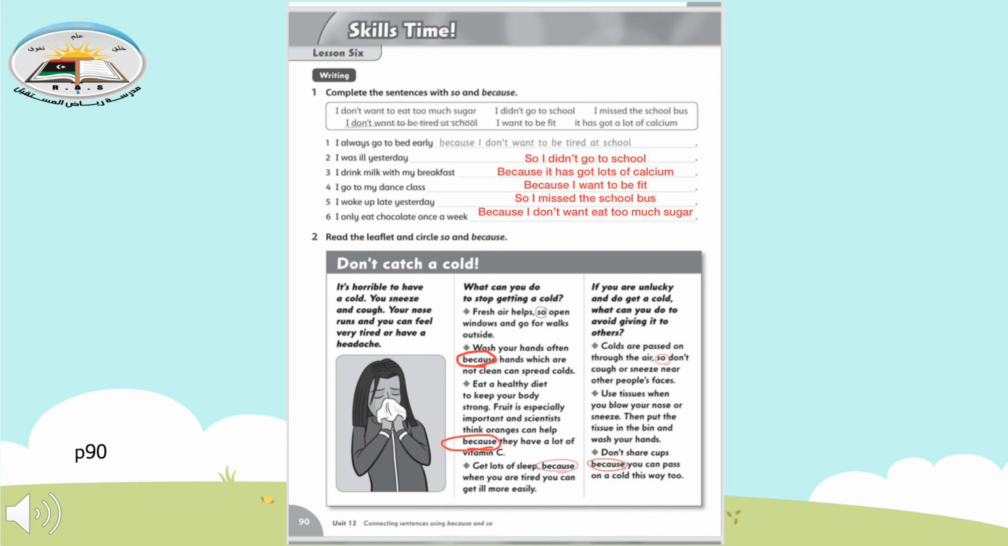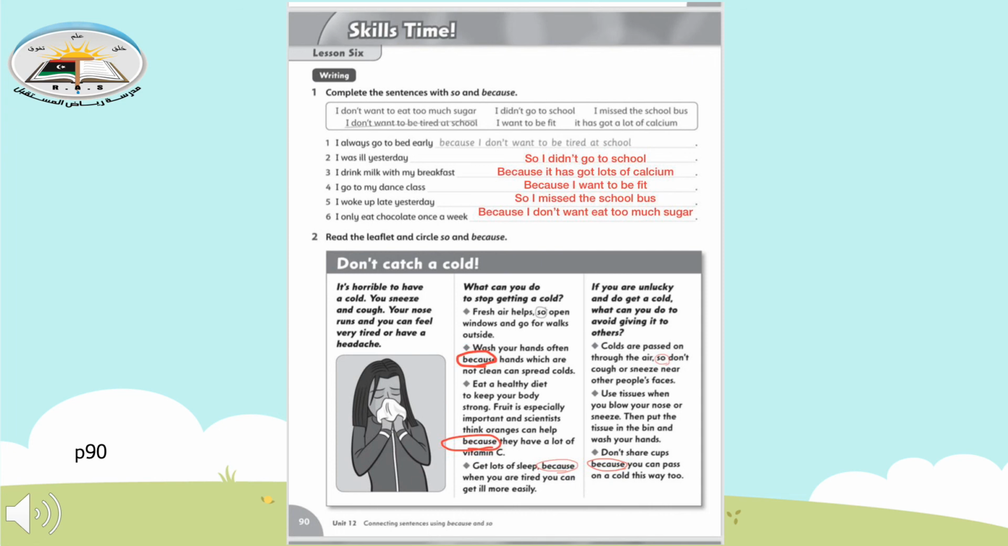Get lots of sleep because when you are tired, you can get ill more easily. If you are unlucky and do get a cold, what can you do to avoid giving it to others? Colds are passed on through air, so don't cough or sneeze near other people's faces. Use a tissue when you blow your nose or sneeze. Then put the tissue in the bin and wash your hands. Don't share cups because you can pass on a cold this way too.